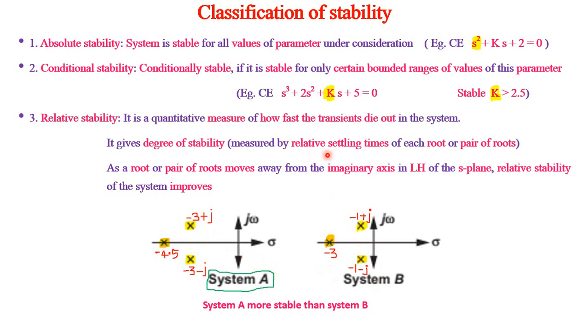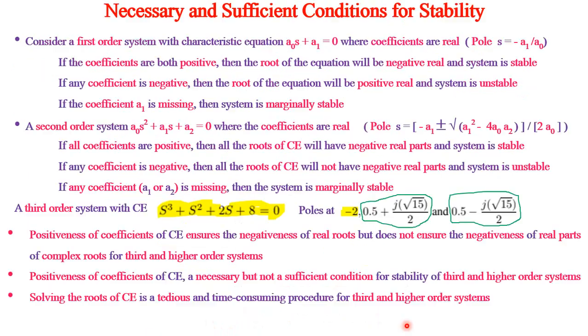Or if we use the concept of relative settling time, the second order poles are minus zeta omega n plus or minus j omega n root of 1 minus zeta square. So settling time is inversely proportional to 3 here, and inversely proportional to 1 here. Therefore this settling time is definitely less than this. Therefore system A settles down faster than system B, or I can say transients die out in system A faster than the transients in system B. Therefore system A is more stable than system B. That is the exact meaning of relative stability.